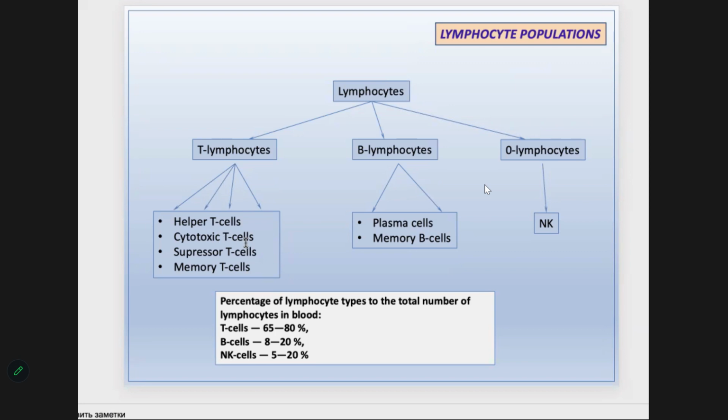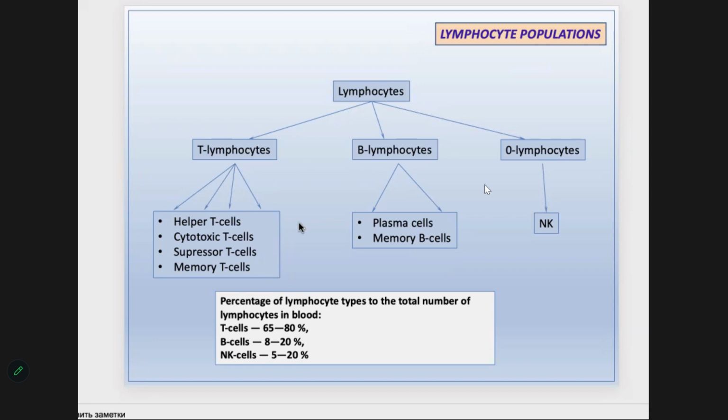T cytotoxic cells, what about their functions? T cytotoxic cells destroy genetically alien cells. For example, cells of tumors, cells of transplants, or other genetically alien cells, they destroy them. T helpers and T suppressors regulate the immune response to the invasion of different foreign substances.